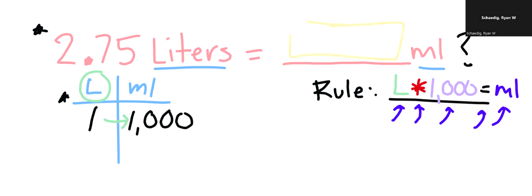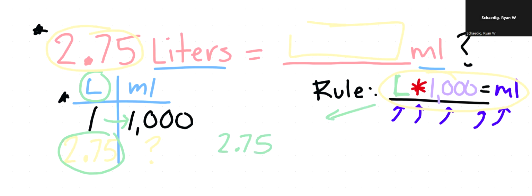What we do know is we have 2 and 7/500 liters. So I'm going to put that in my T-chart. And what I'm saying is, I don't know how many milliliters that is, but the cool thing is, I have a really cool rule to help me. This is substitution. In place of this L right here, I substitute 2 and 7/500, and then I multiply that by the rule, which is 1,000. That's going to give me my answer in milliliters. So let's do that.